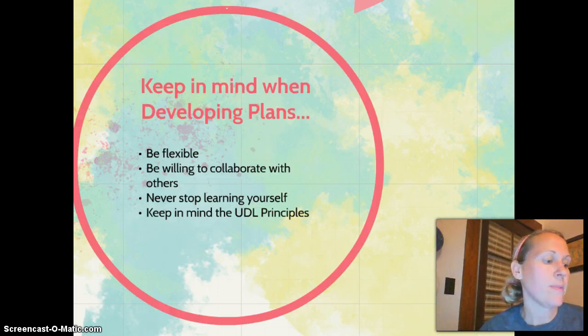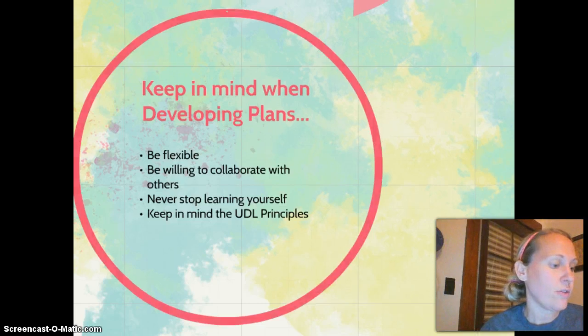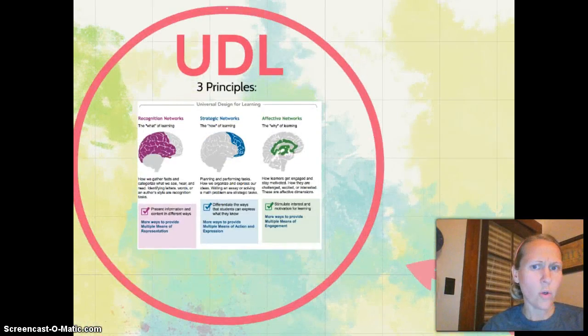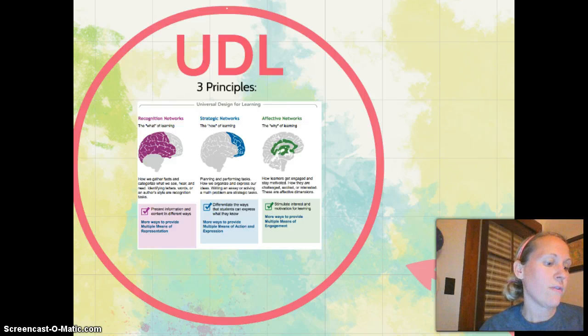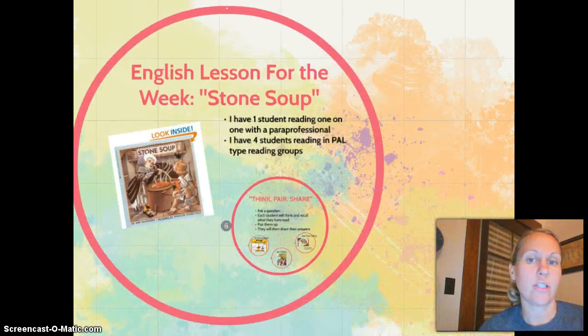For example, when it comes time to develop my lesson plans for my students with special needs in my classroom, I will definitely keep in mind the importance of universal design. The whole idea behind it is the 3 principles, which are multiple means of content, multiple means of expression, and multiple means of engagement.